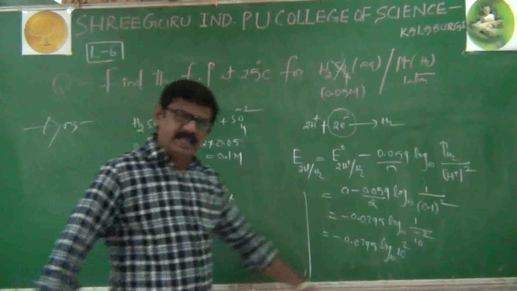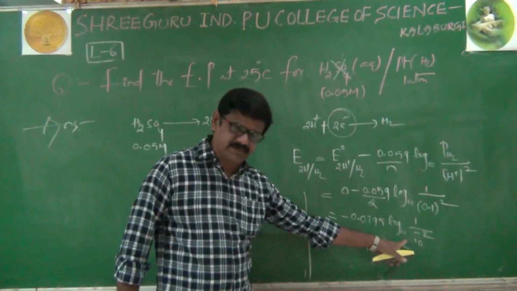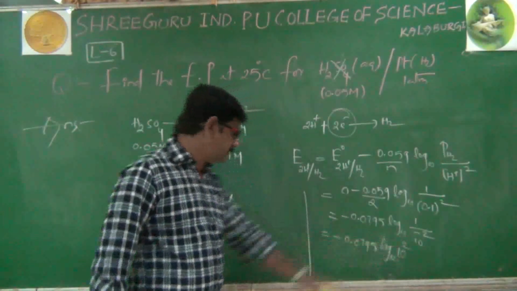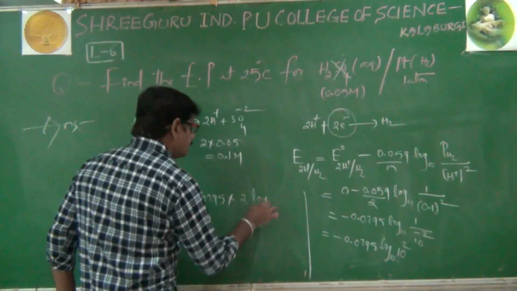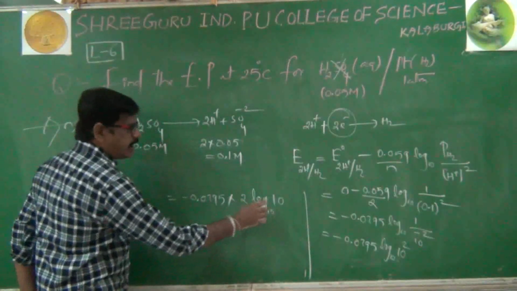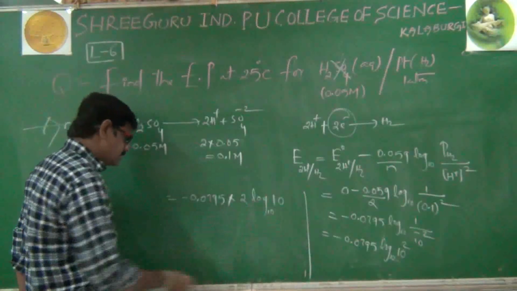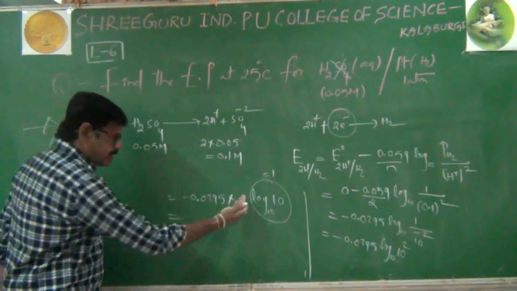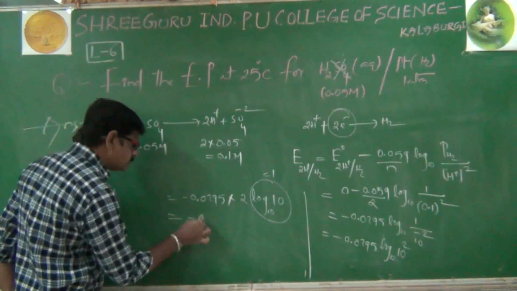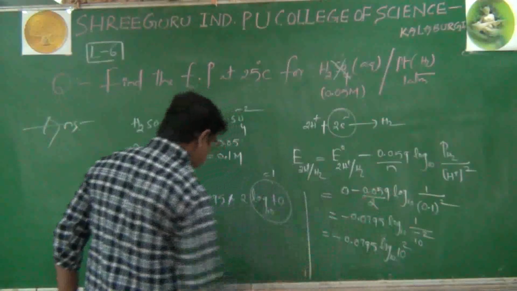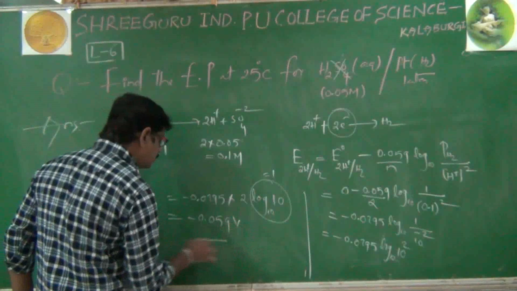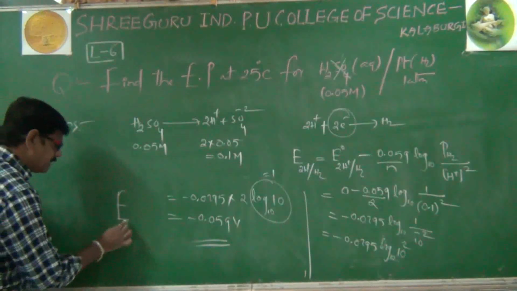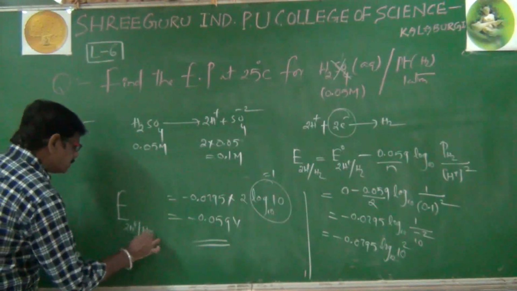Then that is equal to minus 0.0295 into, here we have another formula, log m to the power of n is nothing but n log m. Here the n value is 2. Log 10 base 10 value is of course 1. If you multiply these two values, you will get 0.059 volts as your answer. That is a single electrode potential, nothing but the electrode potential of 2 H plus oblique H2.